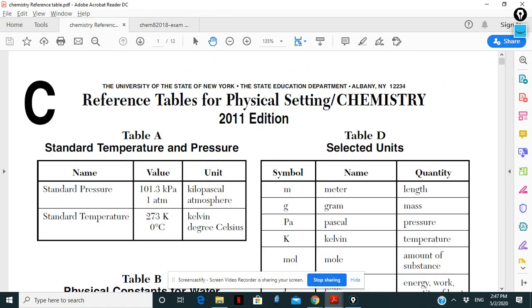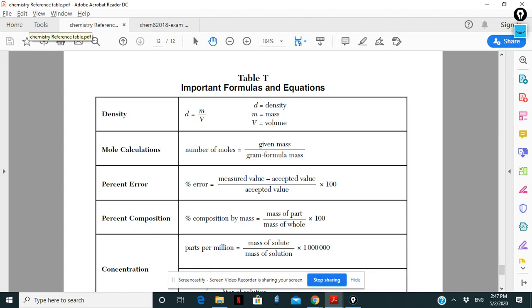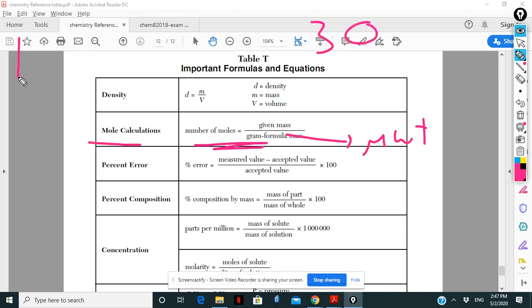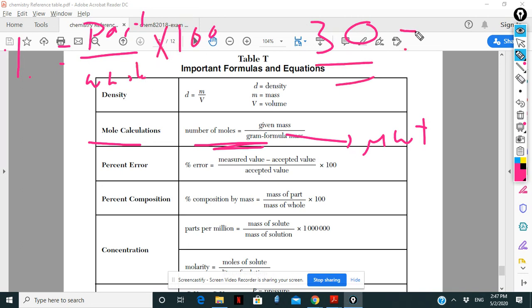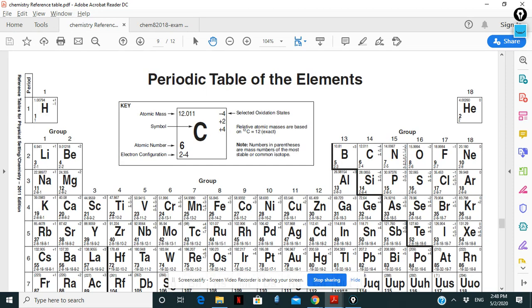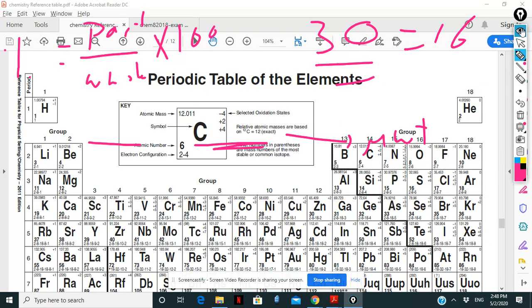O2. So the percent composition formula is in the reference sheet, last page. Percent composition equals the part mass over the whole, times 100. Now, the oxygen is almost 16, and you can find that also in the reference sheet. Here, oxygen's atomic mass is almost 16.